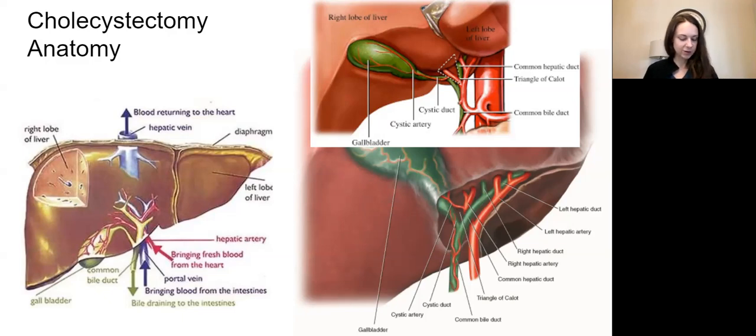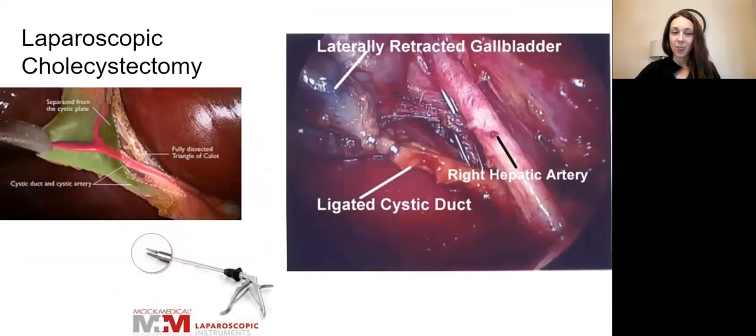Okay, then they're going to remove the specimen. Sometimes you'll need an endo-catch bag, but not always. So that's why I didn't include that picture here. They can sometimes get it out through that belly button incision. So look at number 14, specimen is removed from the wound. The area is irrigated, checked for hemostasis, and the abdomen is closed. That's your open cholecystectomy. Laparoscopic cholecystectomy.